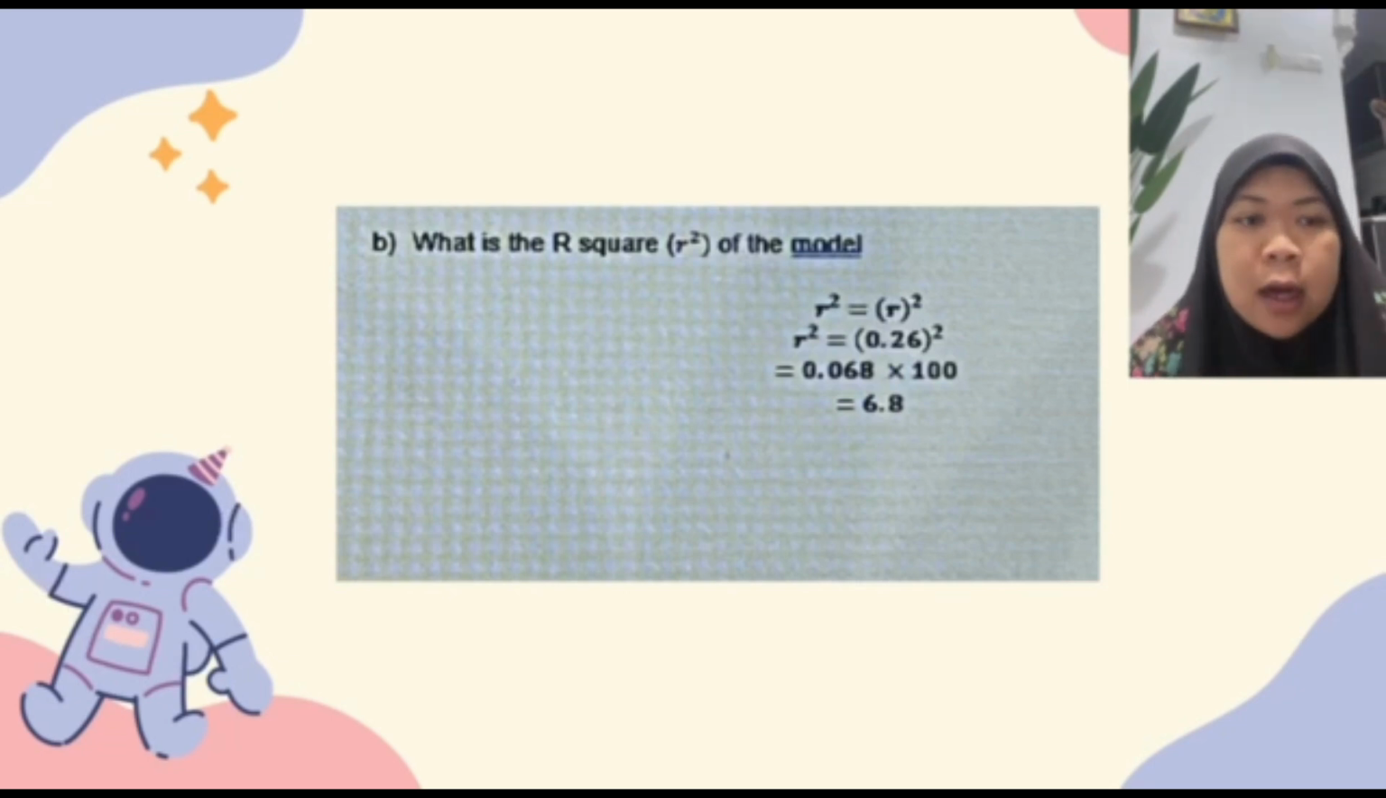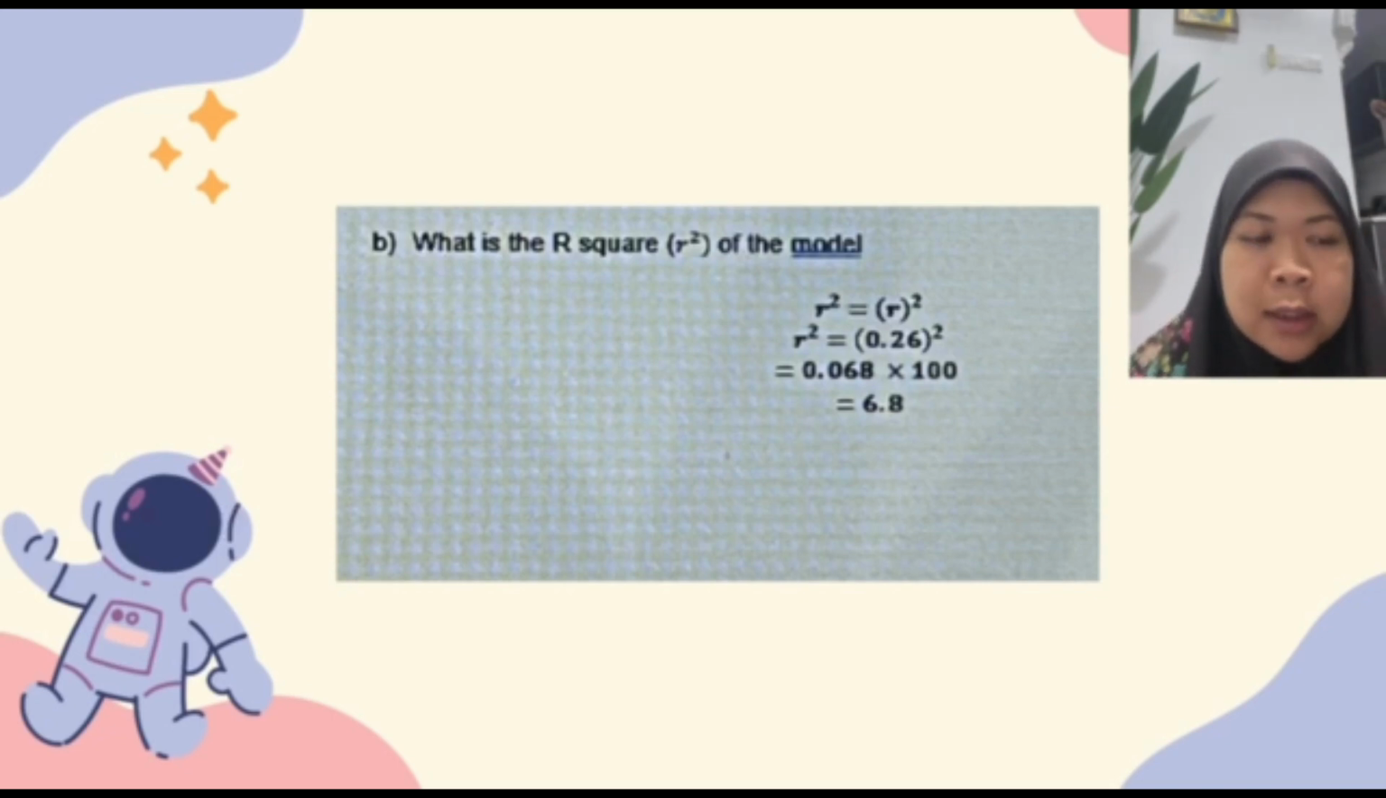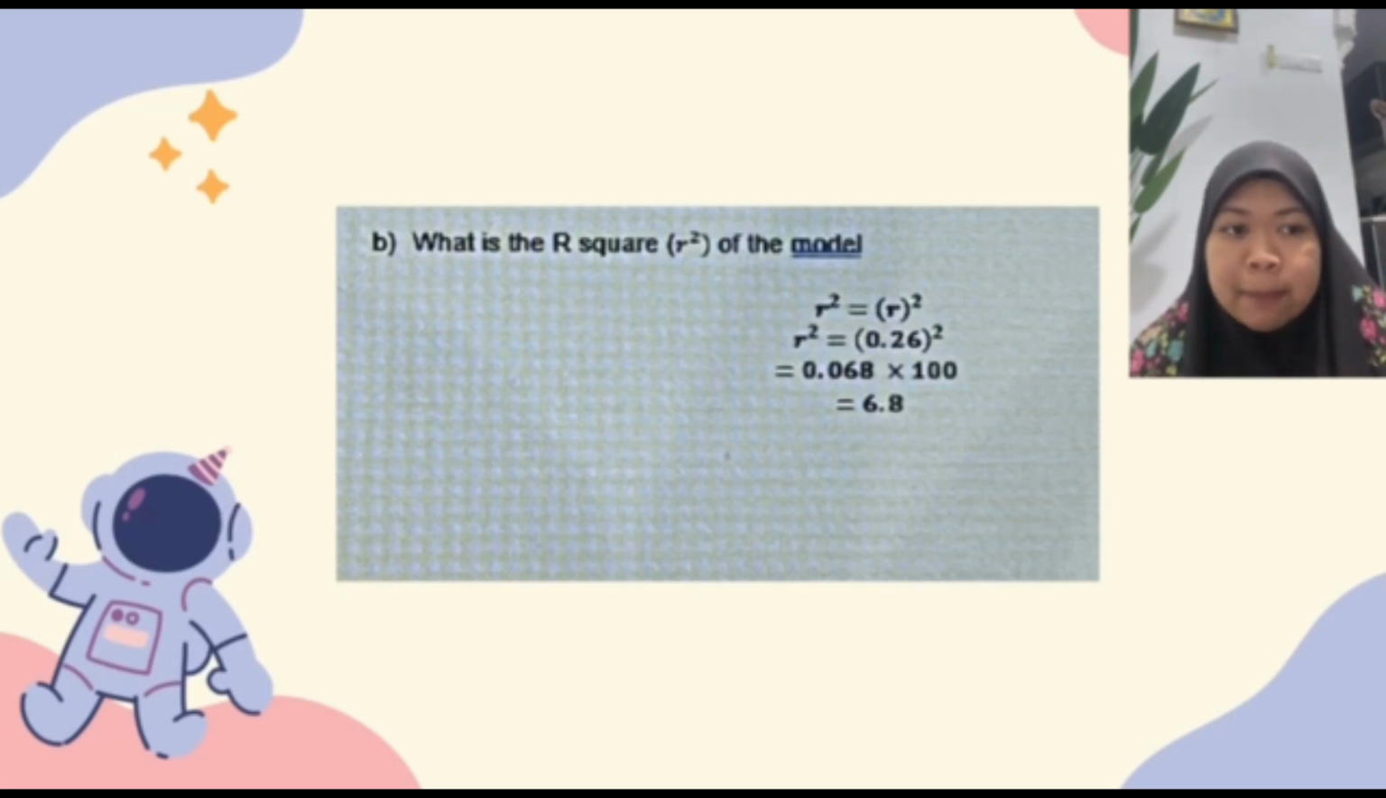For part B, the question is what is the R square, R2, in the column of the model. First, we need to know what R2 is. The answer is 0.26 in column 2 in the upper side. After we round up, we get 0.068. We need to multiply by 100, so we got the answer of 6.8.